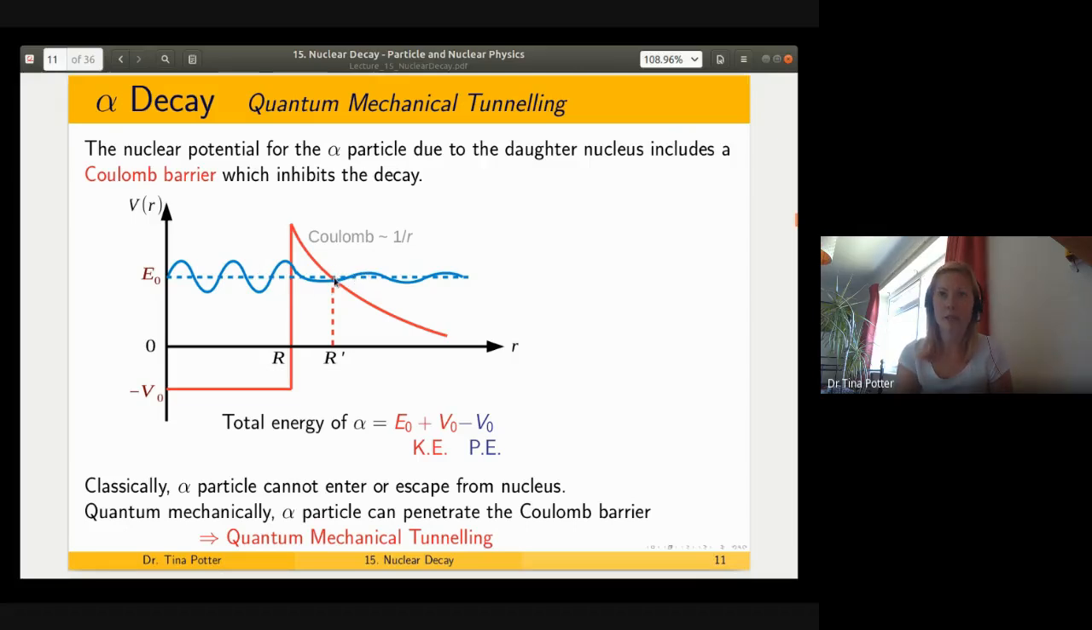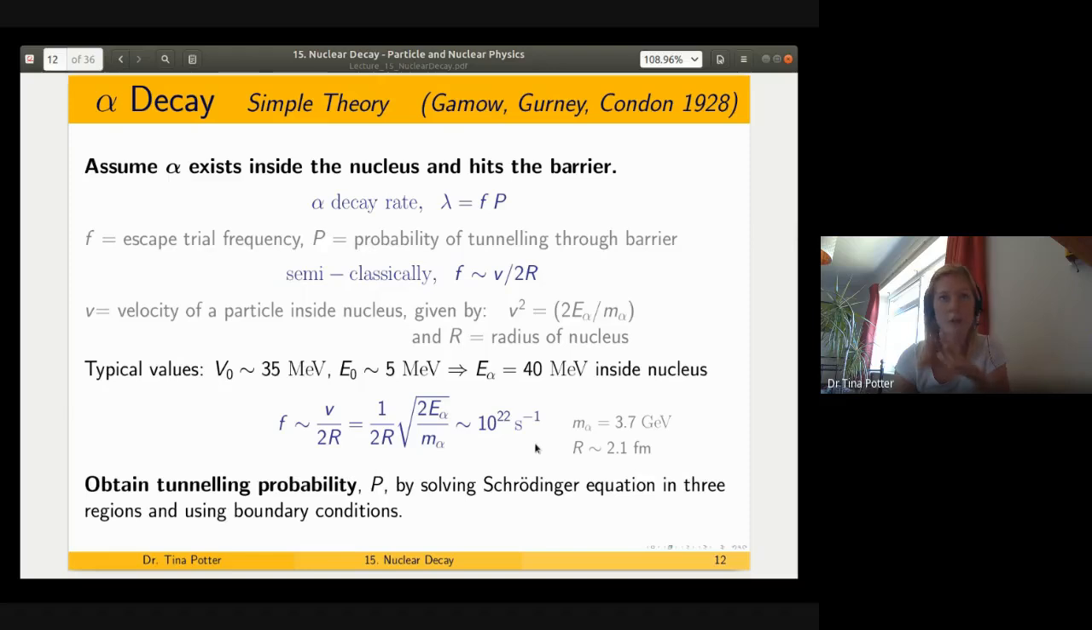At the point that it's free, we'll call that R dash, R prime, it's tunneled through this barrier. So we're going to have a look at this as a tunneling problem. One assumption we are going to have to make, and it's a big assumption, is that this alpha particle already exists inside of the nucleus, and it's roaming around trying to tunnel through the Coulomb barrier. It's trying to escape. Its decay rate, the rate at which it's going to be able to escape, is going to depend on how many times it's going to try and escape, its escape trial frequency, and the probability that it has for each of those times to actually tunnel through.